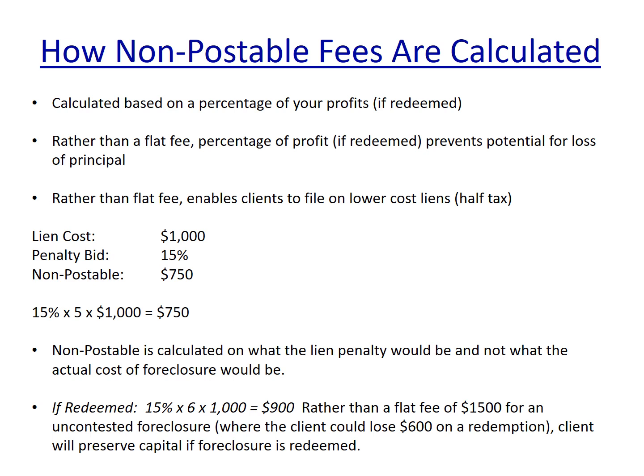As an example, a lien cost of $1,000. If you had a penalty bid of 15% when you initially bought it, once we get to the foreclosure process, that's actually going to be 15% times 6. So for the non-postable fees, we charge 15% times 5, so that if it redeems, you're actually still making something. On a $1,000 lien, your non-postable or professional fees would be calculated at $750.